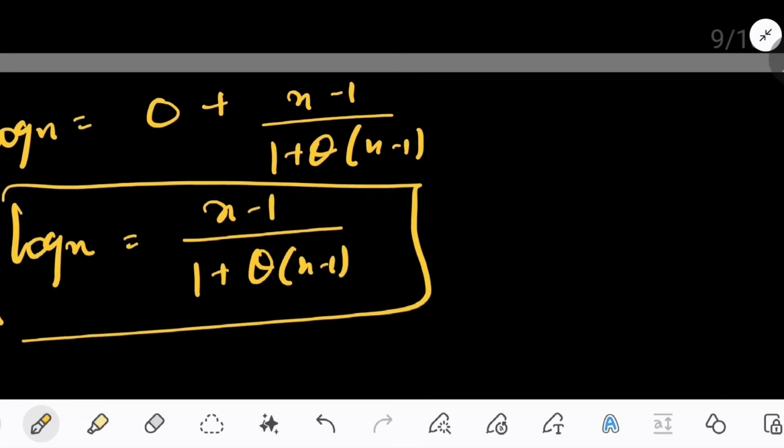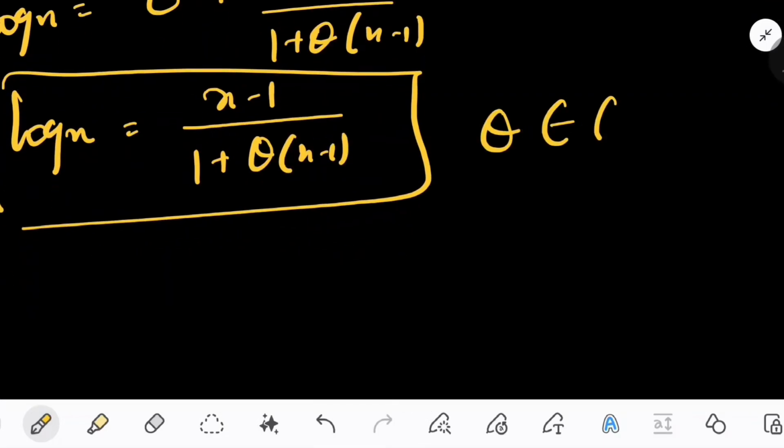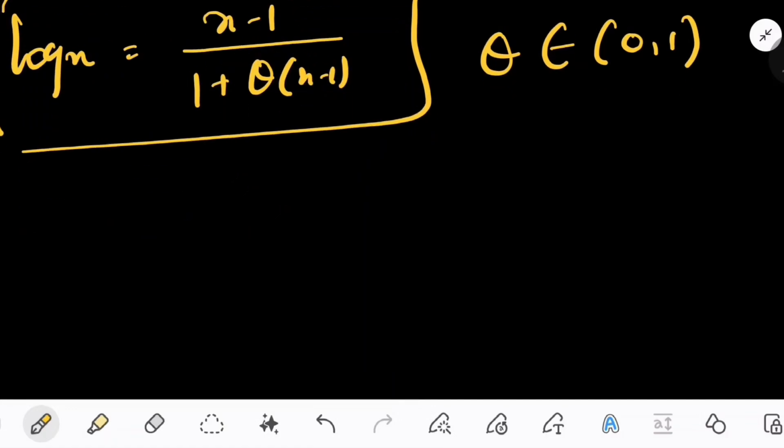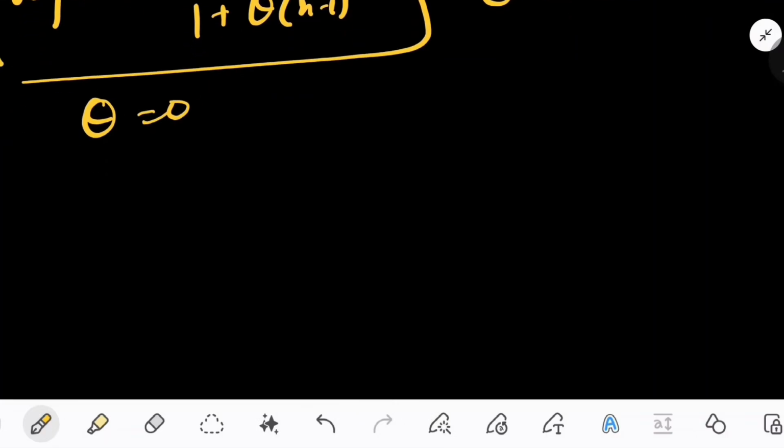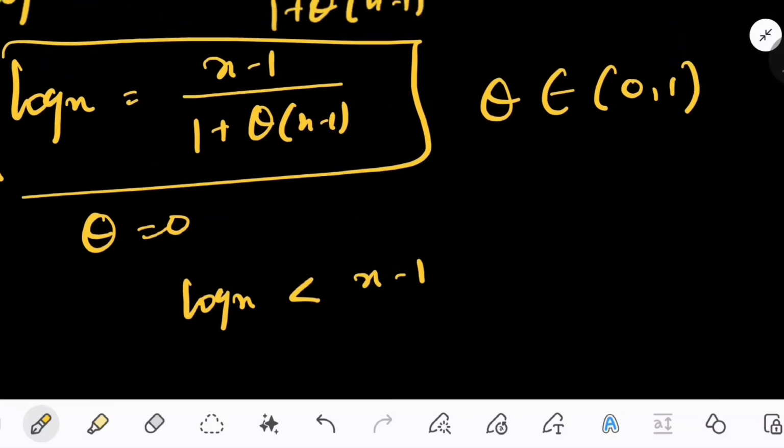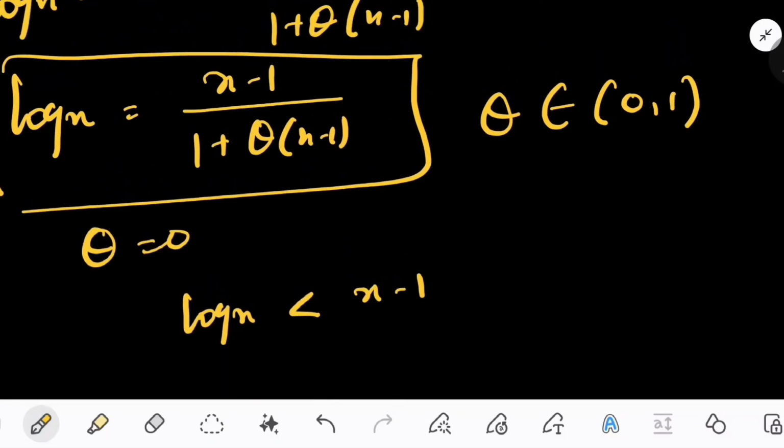And you know that theta belongs to 0 to 1, right? So forcefully set theta equal to 0, because when you put theta as 0, you get the minimum denominator, and when you get the minimum denominator you get the maximum value of the function, which means log x will be less than this quantity, since 0 was not in the domain of theta.